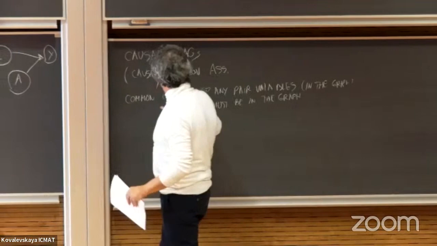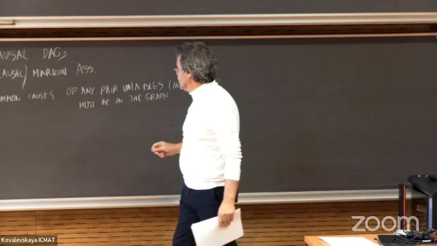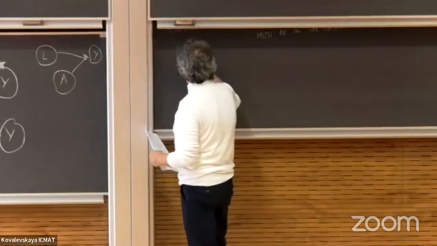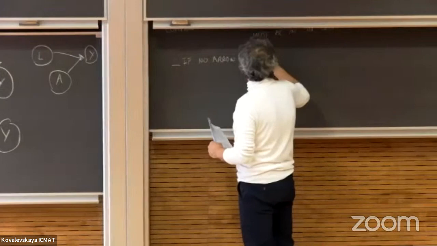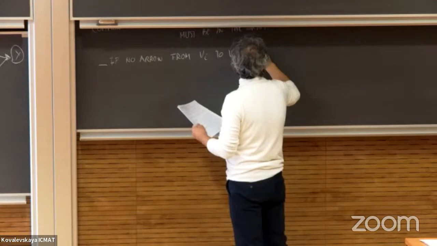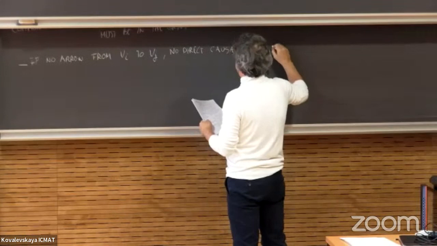This would be like the informal definition of a causal graph, but this can be expressed through, let's say, three more precise conditions. The first one is: if there is no arrow from node i to the jth node, there is no direct causal effect on Vj from Vi, right?